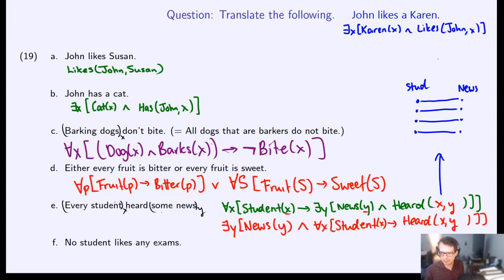Okay, and this translation, the second one, is the translation where there's some particular news. So there exists a y such that y is news, and then every student heard that news. So this is that second translation where the existential scopes over the universal. So two translations for that sentence.